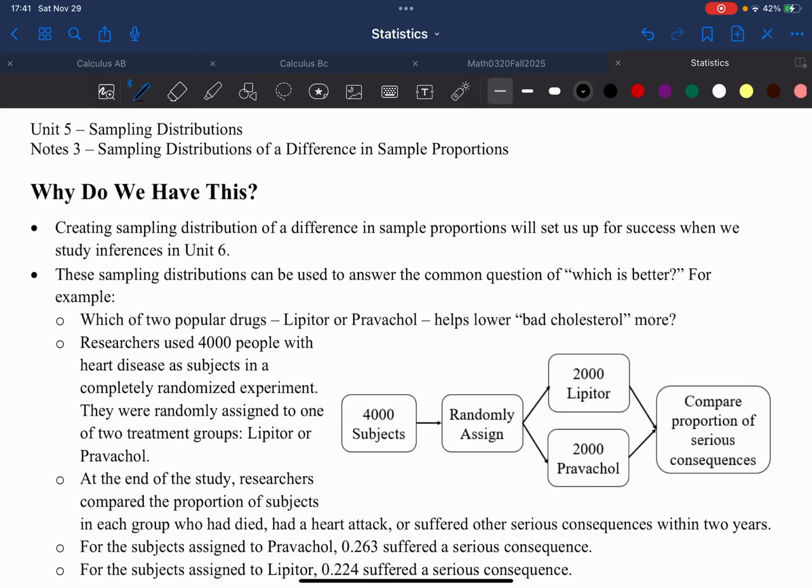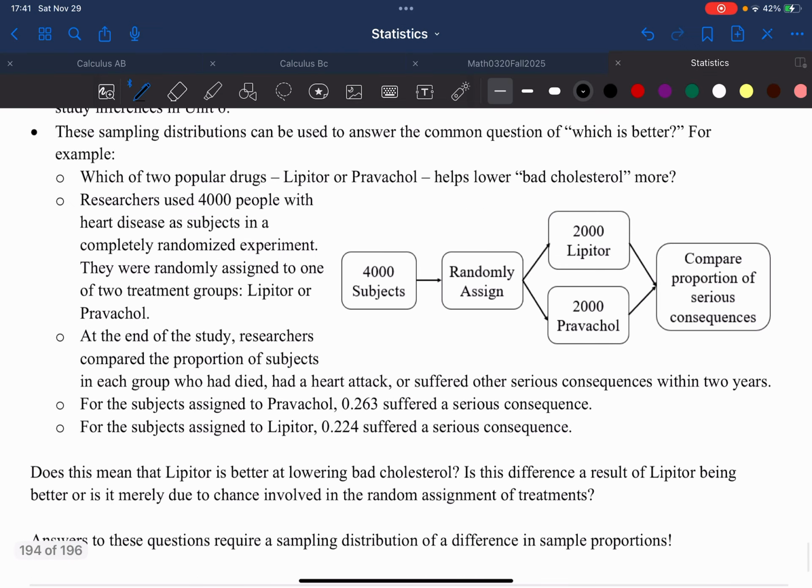For example, it says which of the two popular drugs, we'll say L or P, help lower bad cholesterol more? Researchers used 4,000 people with heart disease as subjects in a completely randomized experiment. They were randomly assigned to one of two treatment groups, one L and one P. At the end of the study, researchers compared the proportion of subjects in each group who had died, had a heart attack, or suffered other serious consequences within 2 years.